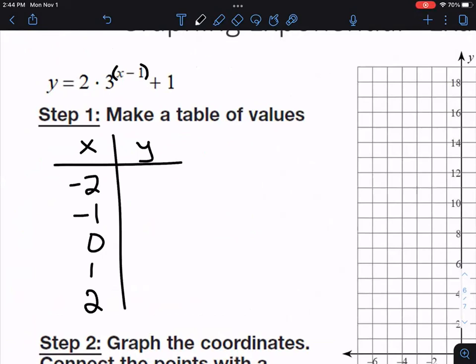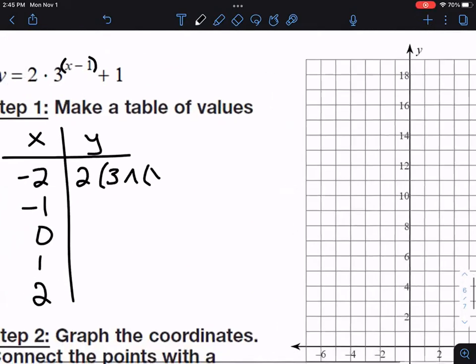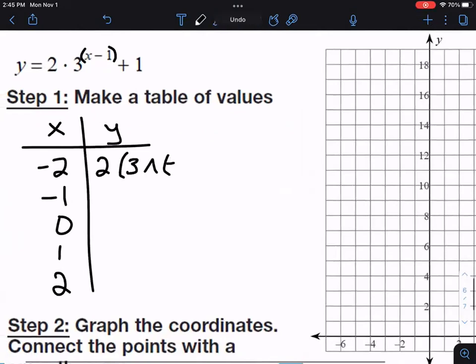So in my calculator, I'm going to type 2 times 3, caret key, another set of parentheses, -2 minus 1. So here I have double parentheses plus 1. And again, your calculator might be slightly different.